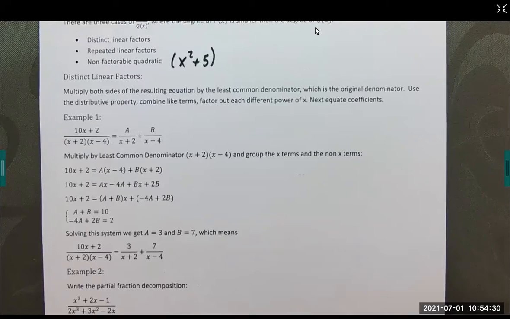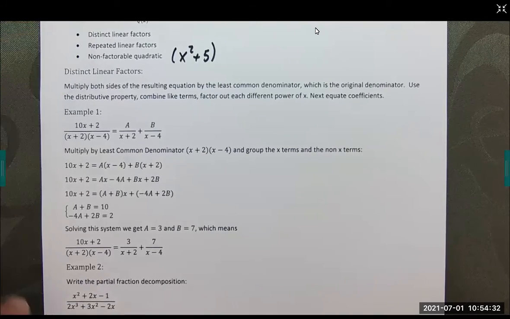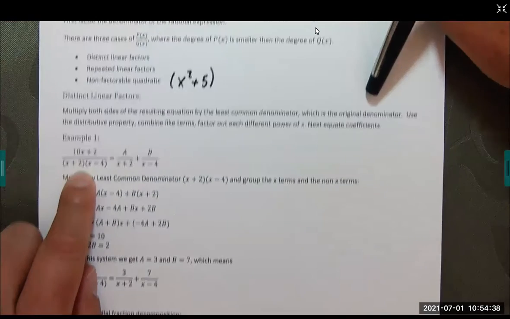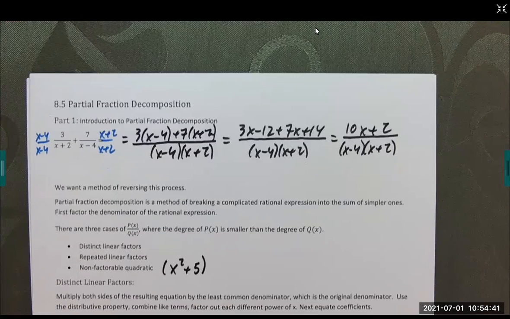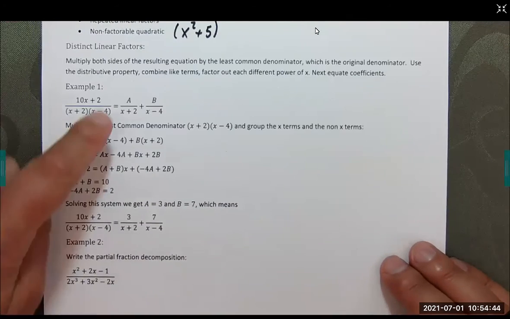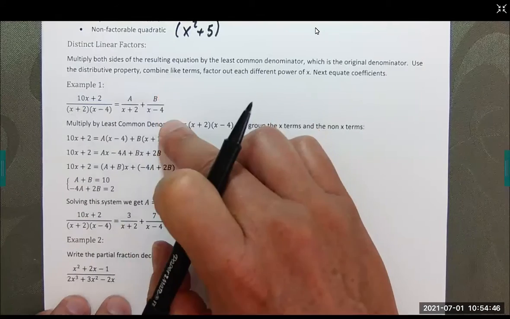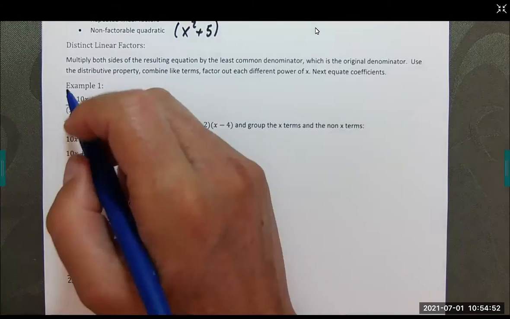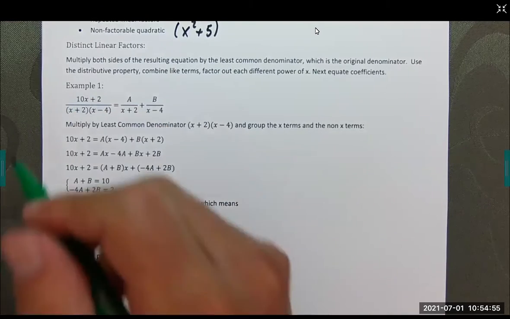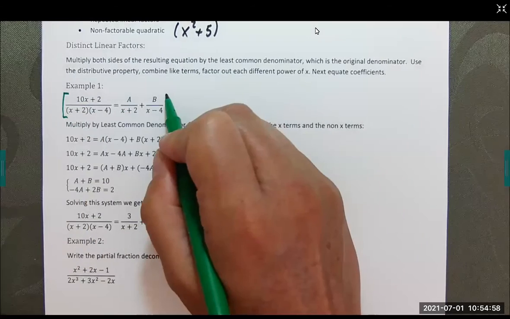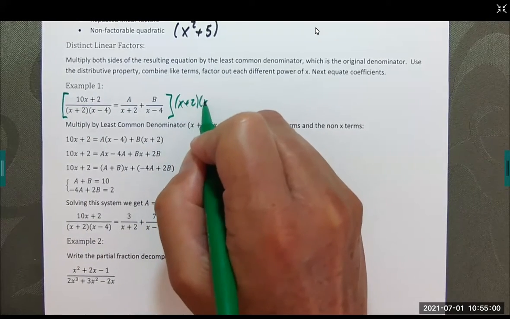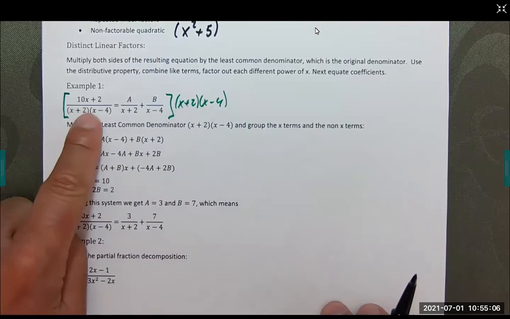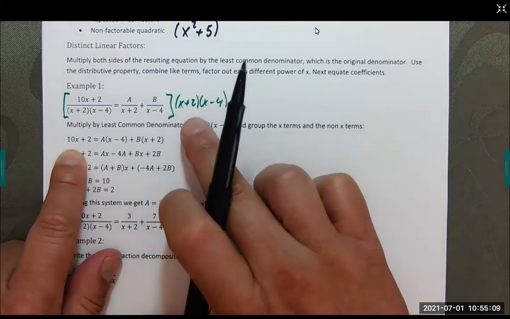All right, so we're going to start with the distinct linear factors. That's our first one there. Let's say we have something like this. This is what we just worked out. We're going to assume that we can break this down into something over x plus 2 plus something over x minus 4. So what we do is we multiply through by, let's use the green, something like that. And when I multiply here, that denominator is gone. So I'm just left with this. Here, the x plus 2 is gone.